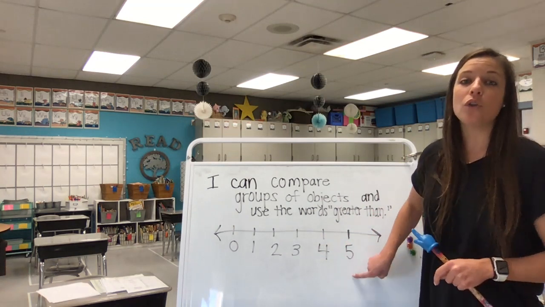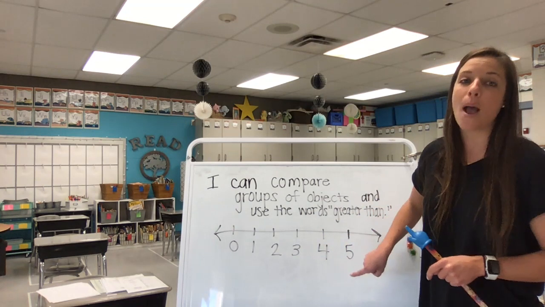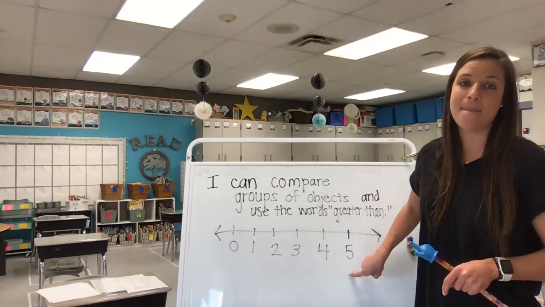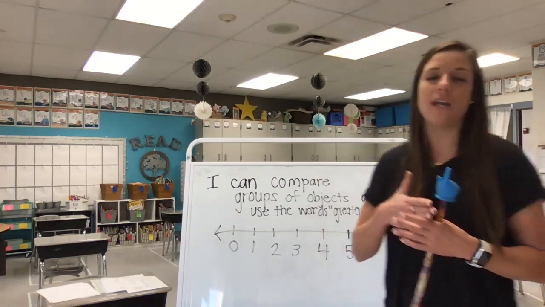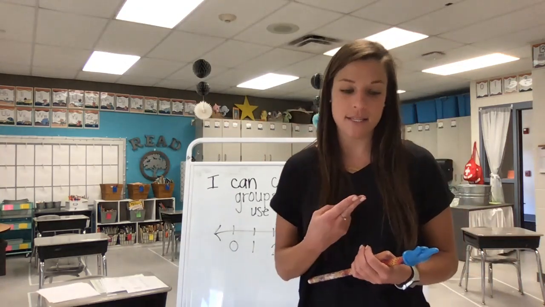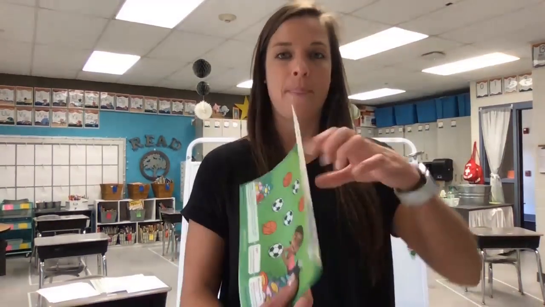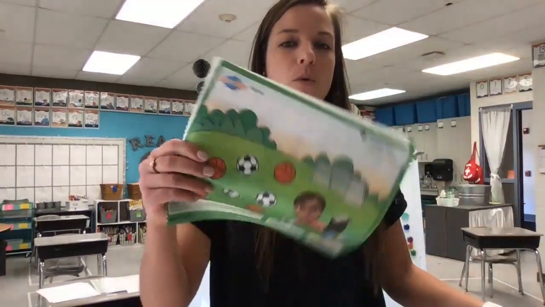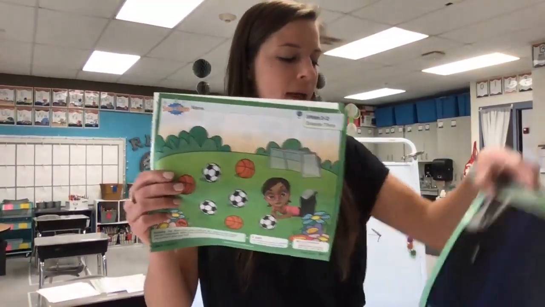So today we're going to look for groups that have a greater amount of objects in them by using the same strategies we used yesterday by counting and marking out and making dancing partners. So let's take a look at our solve and share on page 97. So go ahead and turn to this page where we see Marta with some basketballs and soccer balls.